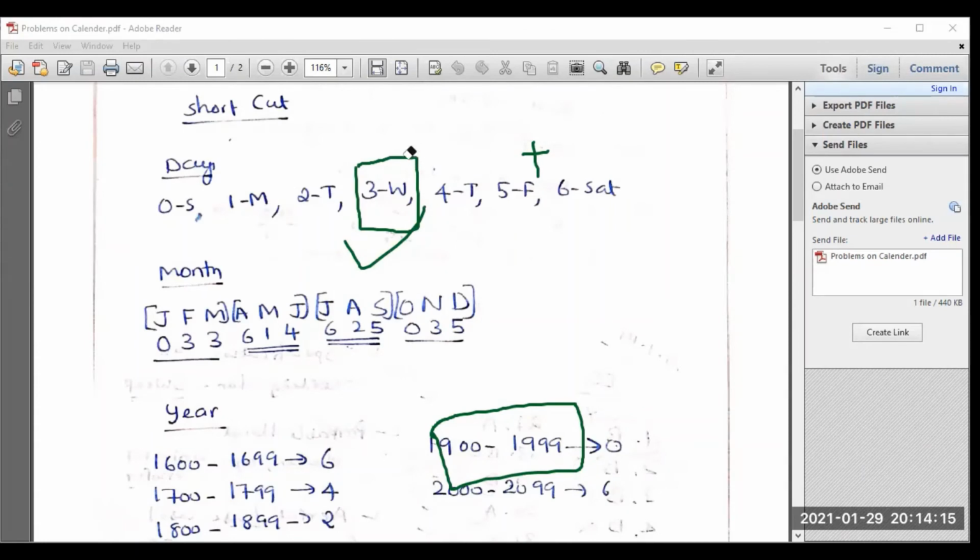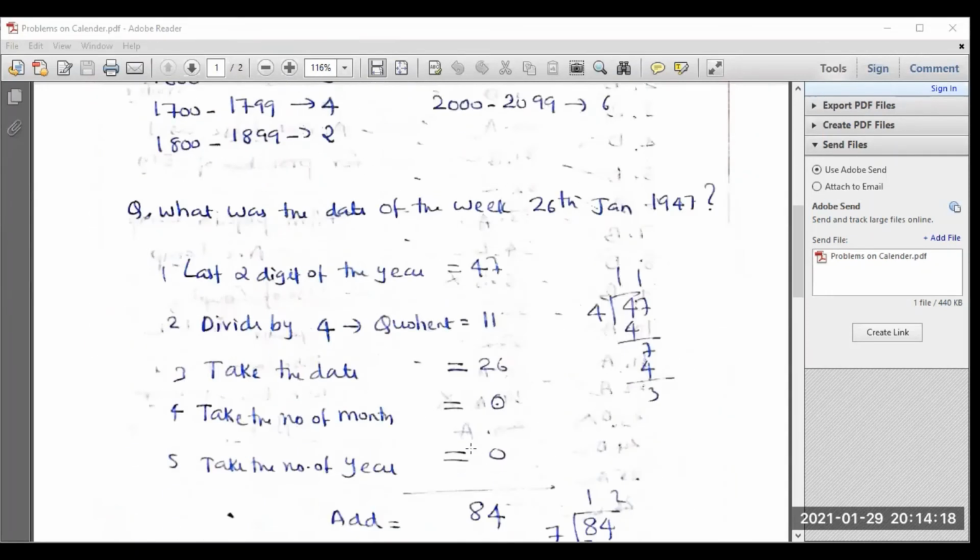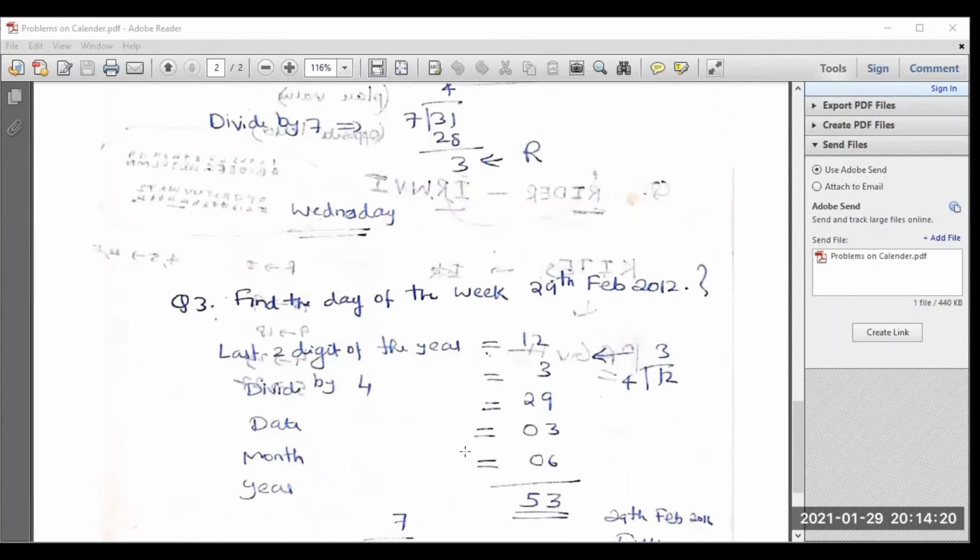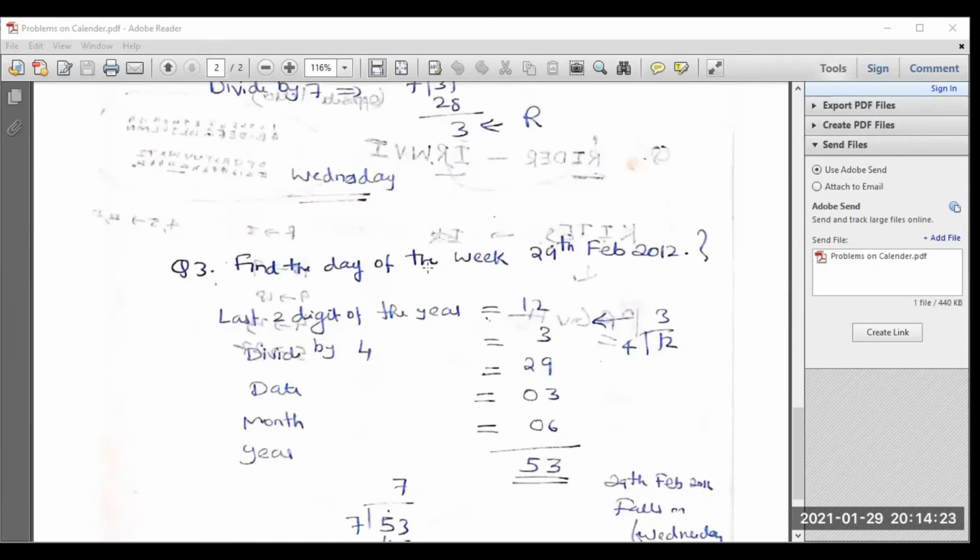Okay. So this is the way how to solve the problem. One more example if you want, I will solve for you. Find the day of the week on 29th February 2012. So last two digits of the year, 12 divided by 4. 12 divided by 4 means the quotient will be 3. Then date, what is the date? 29th. Then number corresponding to month, February month means 3. So for the year 2012, that lies between 2000 to 2099. Definitely it will be 6.